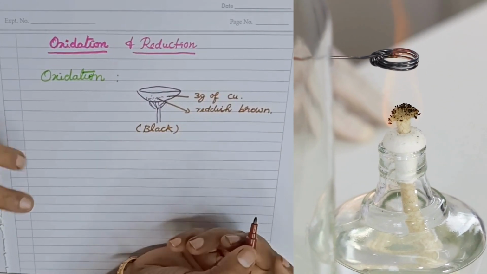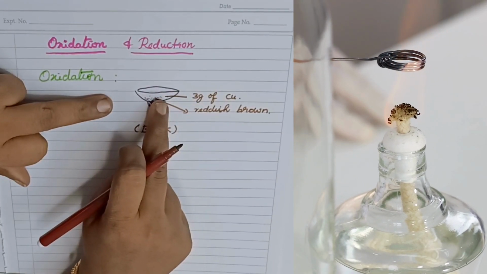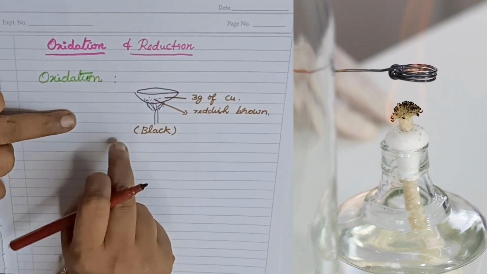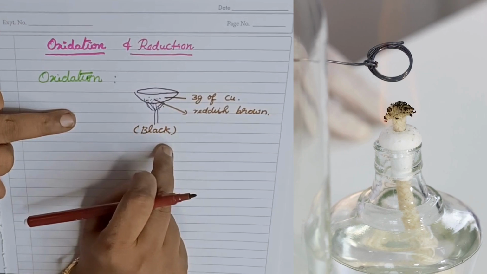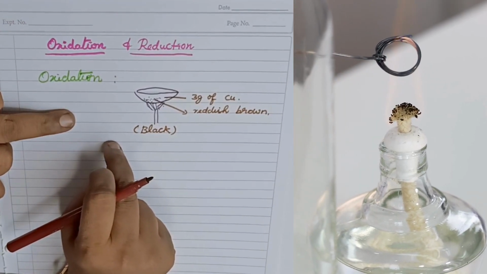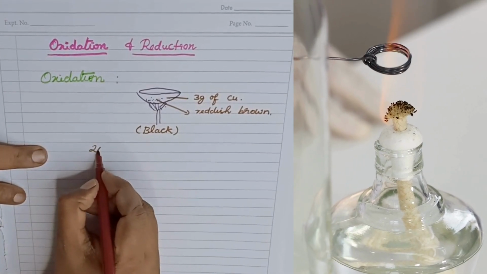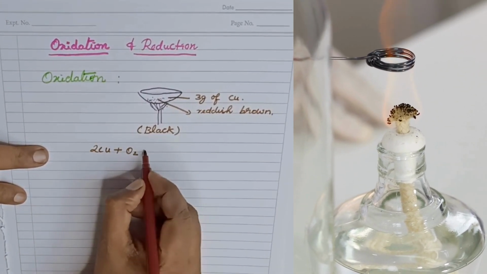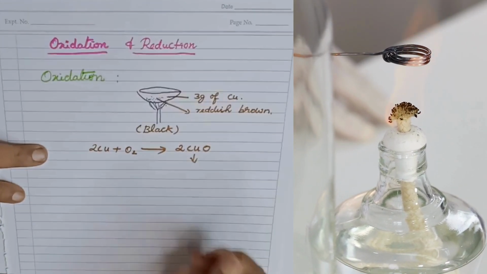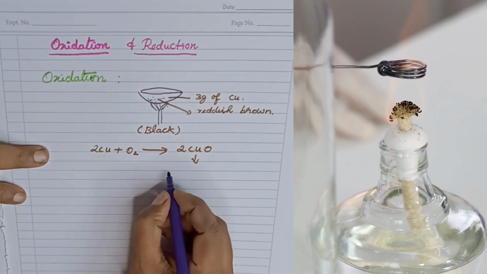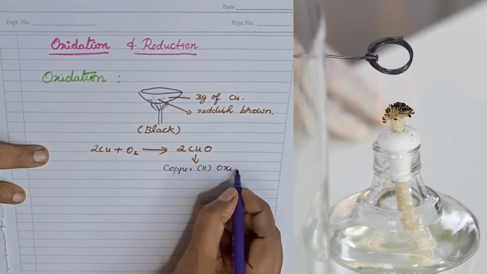Why does this reddish color turn black? Heat 1 gram of copper powder in a china dish. What do we observe? The copper powder becomes black. Why is this black substance formed? Copper has been oxidized to copper oxide. When copper combines with oxygen it forms copper oxide, 2CuO. This is called copper(II) oxide, and here copper(II) oxide is formed.